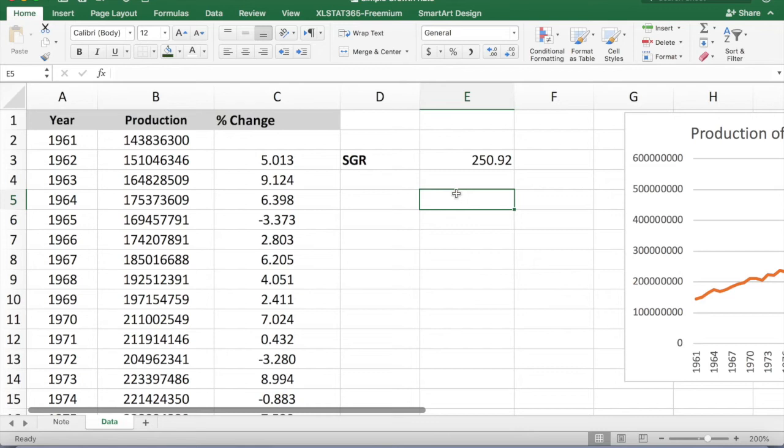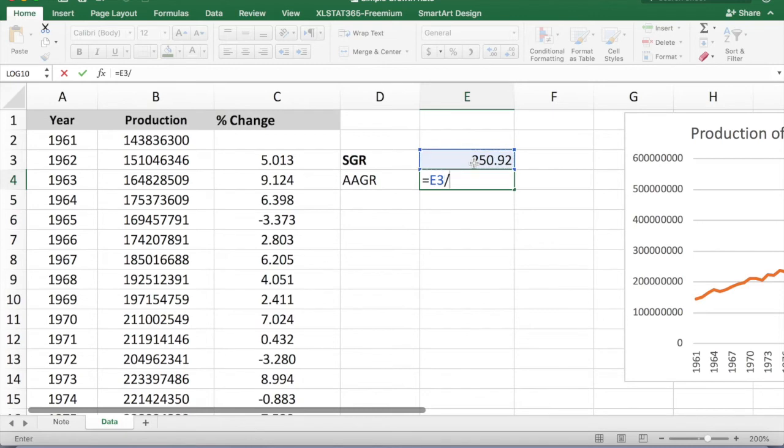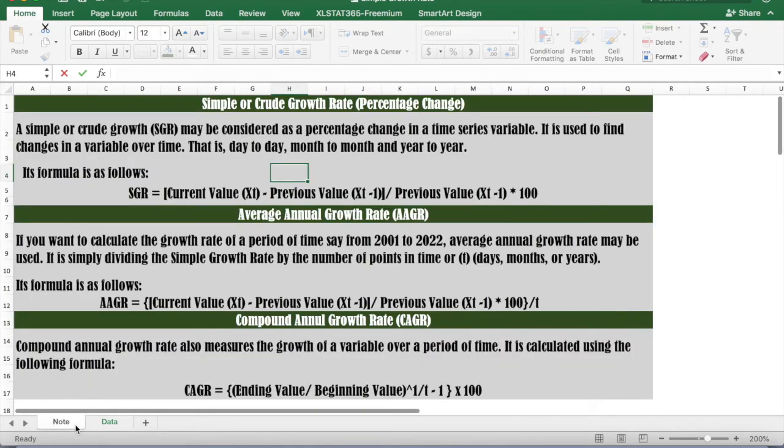We are interested in a growth rate that will tell us how much the production increased on average each year. For that, we need to calculate the average annual growth rate. How do we do it? We can just divide this by the number of years that we have, or we can use the formula as I have explained here.